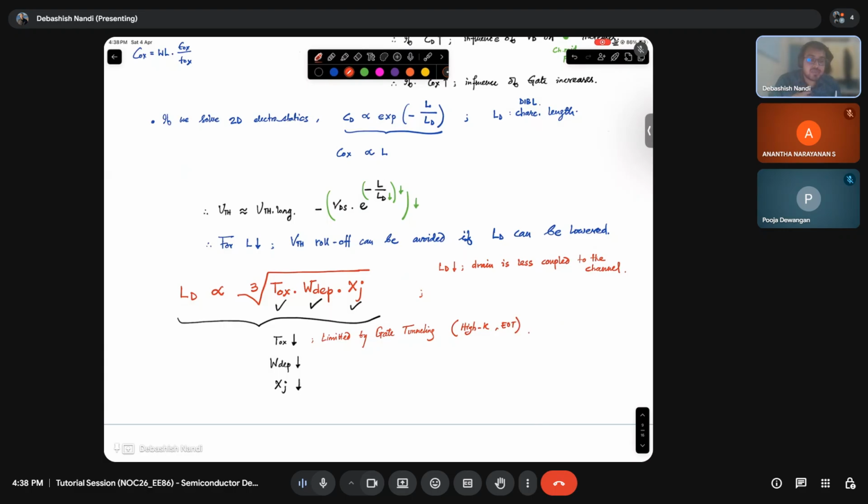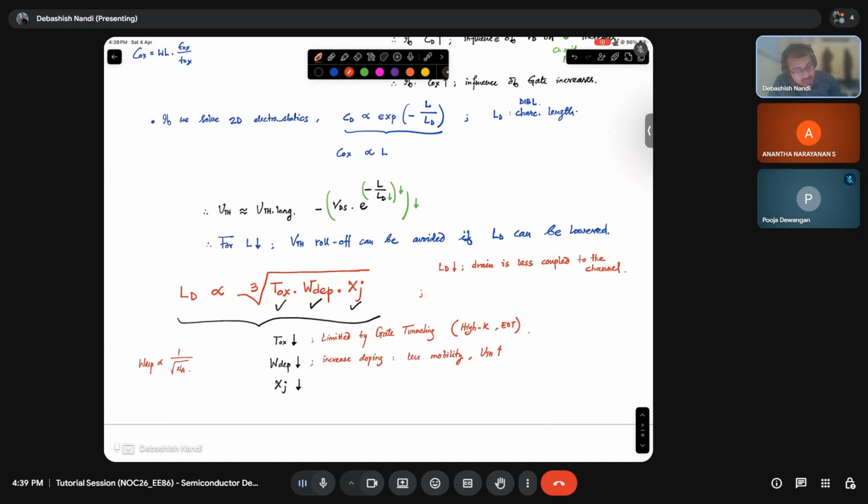What about W depth? Can I keep decreasing W depth? W depth is inversely proportional to square root NA, right? Yes, sir. It will depend on doping. That means increased doping. What are the consequences of increased doping? Less mobility, because more ionized impurity scattering will be there. So less mobility, and also the most significant thing is VTH also increases with increasing doping, right?